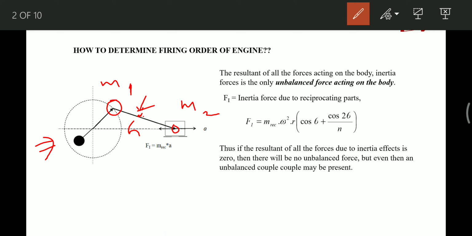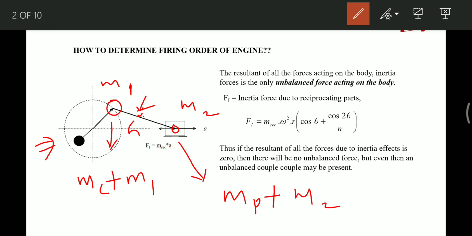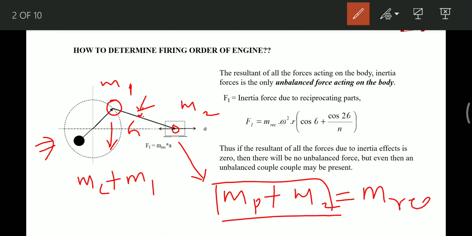So the total mass at the crank pin over here will be the mass of the crank pin plus the part mass of the connecting rod, and the mass at the piston will be the mass of the piston plus the part mass of the connecting rod. So this mass we call the reciprocating mass, and this mass we call the rotary mass.